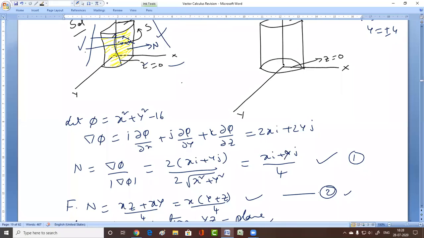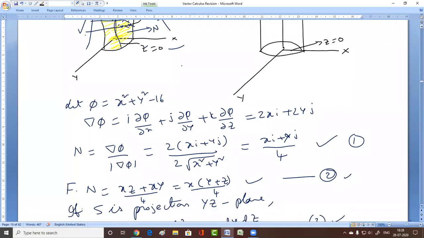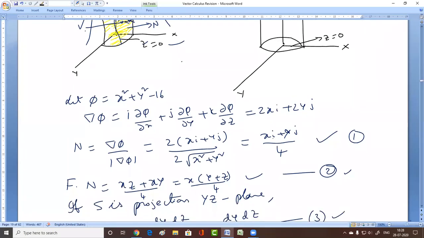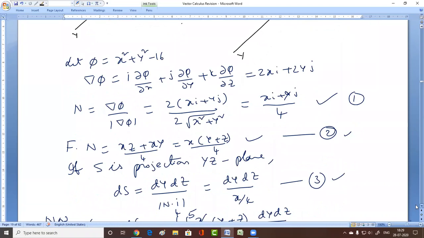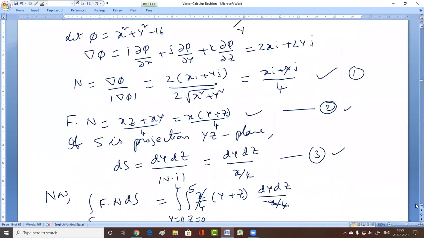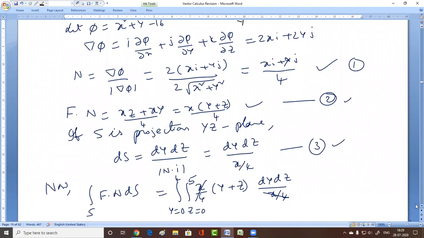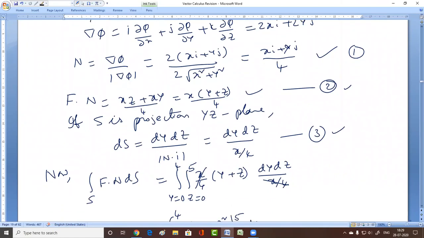Then the second step is to find f dot n, the dot product with n. Here x, y are the i, j coefficients, and in a similar way take the dot product with f. Finally, you will get x by 4 into y plus z. Now projection on the yz plane or xz plane. If you project on the xz plane, you will get the same answer. Don't worry. ds equals dy dz by modulus of n dot i. n is already known. Dot product with i is x by 4. Here x by 4, here x by 4, both are cancelled.